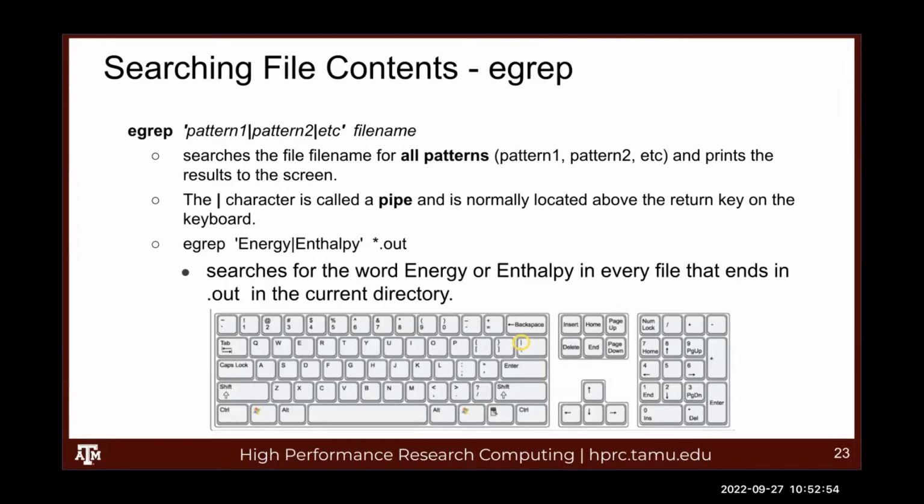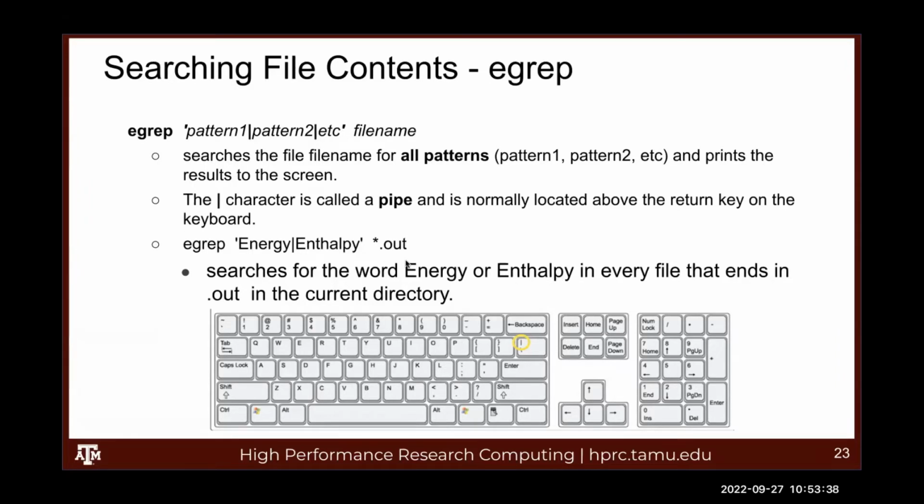Okay, if you want to search for multiple patterns, you can use egrep. So in this case, here's the syntax. So single quote, pattern 1, pipe, pattern 2, pipe, and so on. You can search as many as you want there. End quote and then the file name, and that will search for all those patterns. The pipe key is this one located here. So here's an example of that usage. egrep, energy, pipe, enthalpy. We'll search for the word energy or enthalpy in every file that is .out, is what that command is saying.